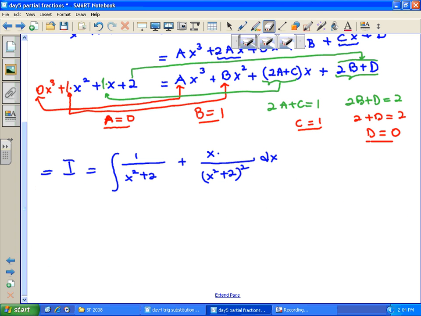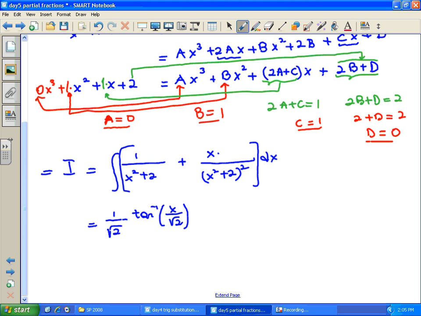Okay. How do we integrate this? The first part, 1 over x squared plus 2. How do we integrate that? That's arctangent, right? And our a is the square root of 2. So what will the end result be? 1 over a, which is 1 over root 2, tan inverse of x over root 2. And how do we integrate the second part? Use substitution. Take a moment to do that part, please.